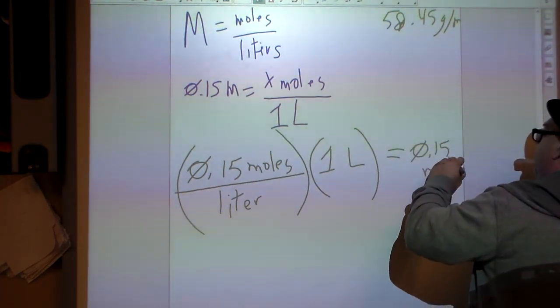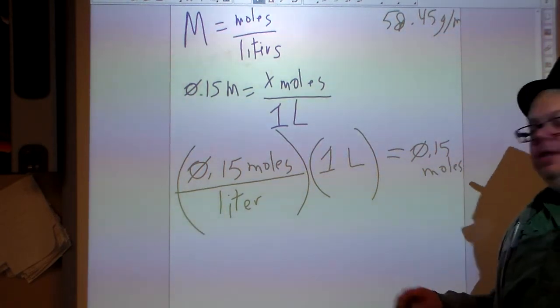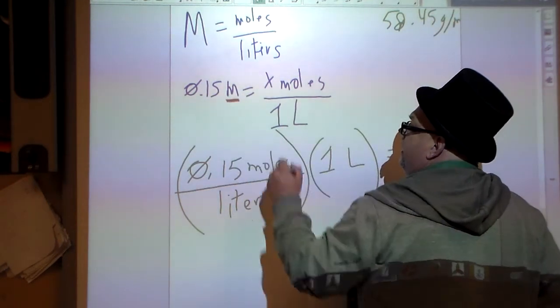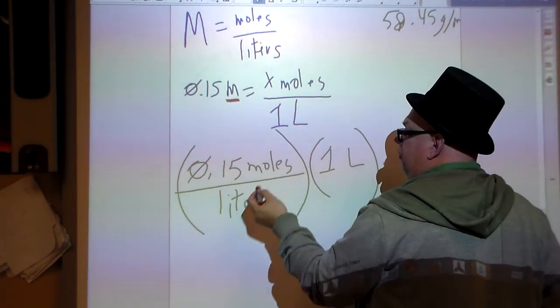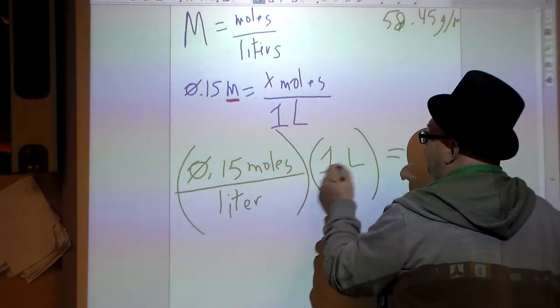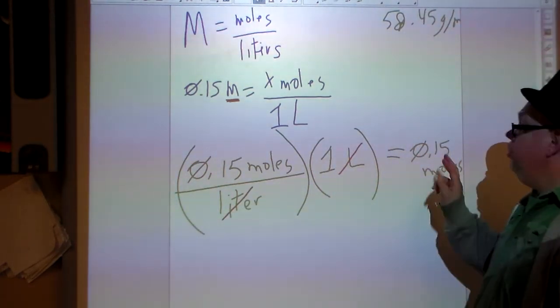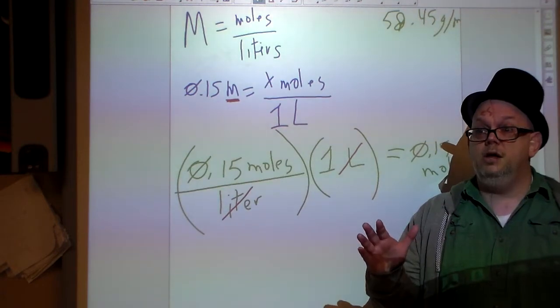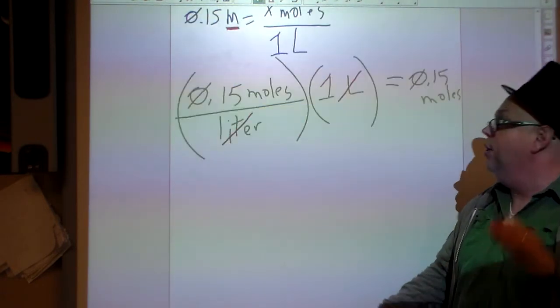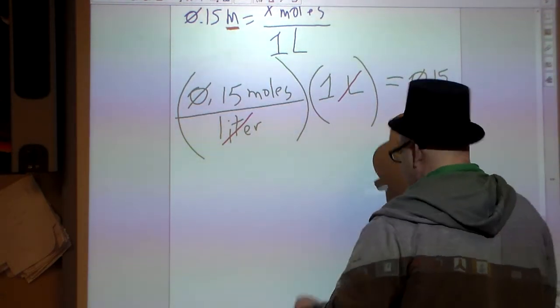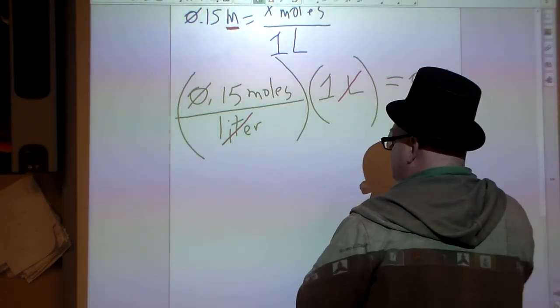0.15 moles. Well, wait a minute, what happened to the liters? Well, remember, the molar here translates into moles over liters. And you're multiplying by liters, so the liters will actually cancel out. So now you're left with moles. And there you go. Now that's one way to look at it. There is another way to do this. So let me write this up again.